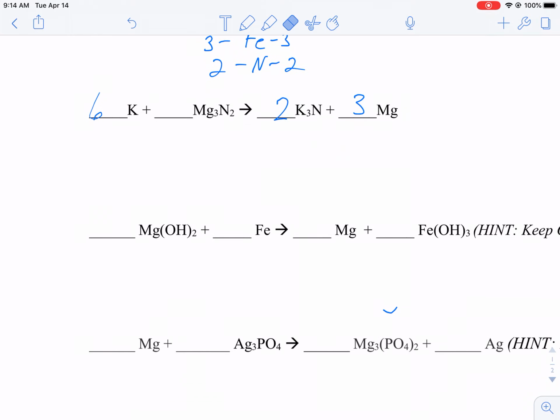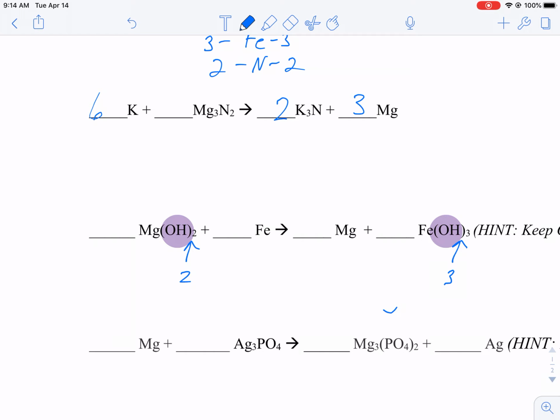For this one, again, start with my metal, magnesium, it's 1 and 1, so that's good. Then I'm going to go with my iron, and it's 1 and 1, so that's good. And then I'm going to go to my hydroxides, my OHs, and I'm going to balance them as a unit. Here I have 2, and here I have 3.